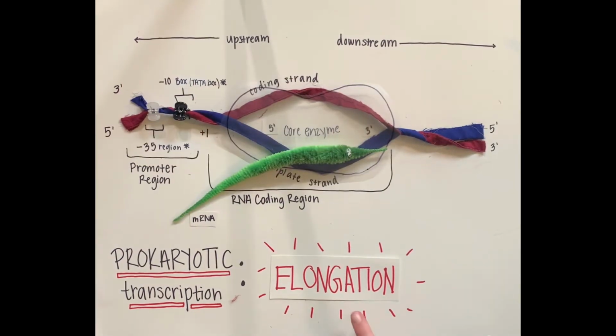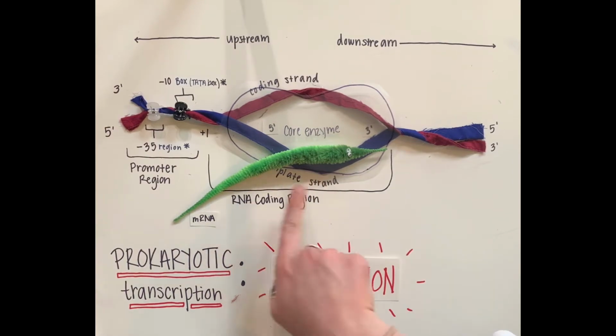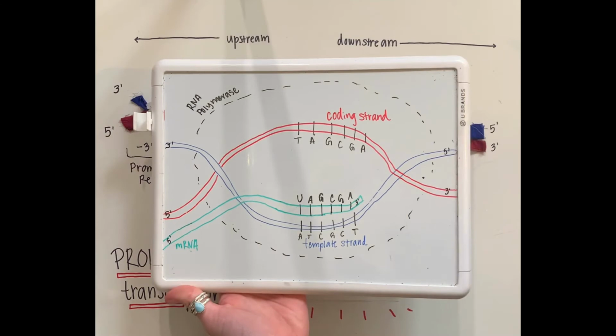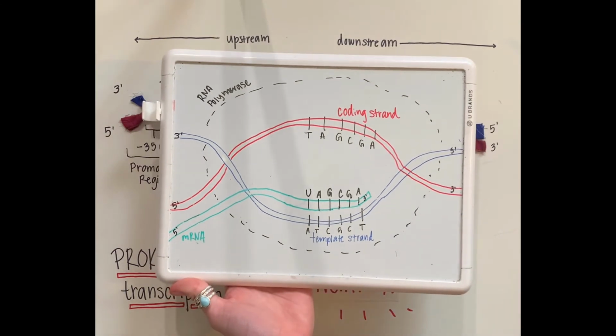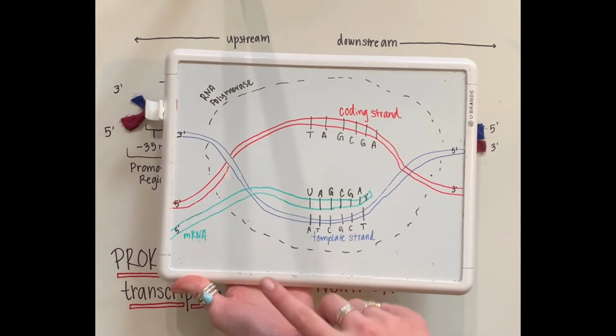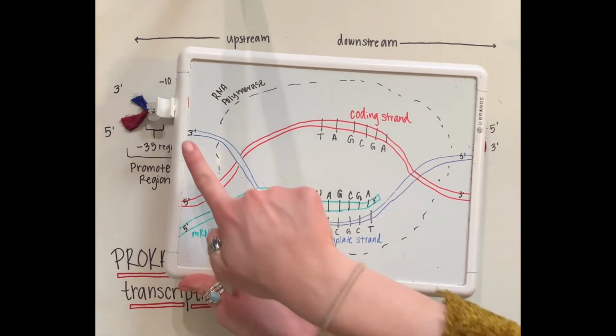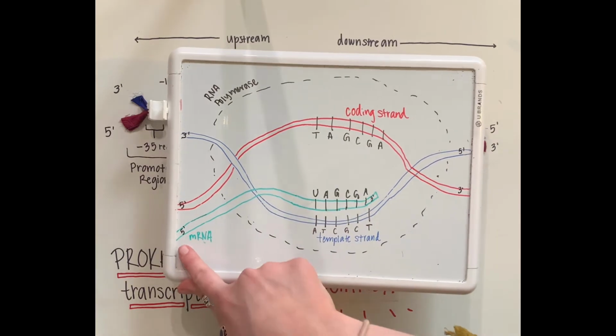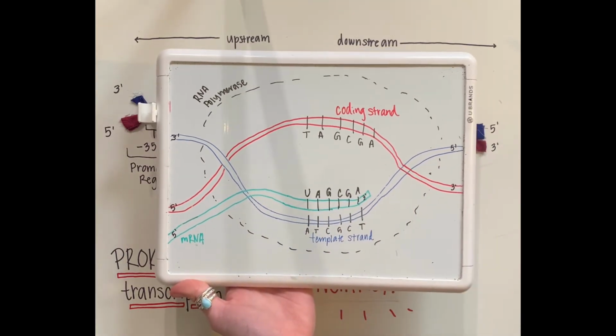A general model of elongation reminds me of a worm on a string, in which the worm represents the mRNA with an elongated tail. I will demonstrate the specifics on the whiteboard. During elongation, the core enzyme RNA polymerase moves in a 3' to 5' direction along the template strand, starting at the +1 location, synthesizing mRNA in the 5' to 3' direction.